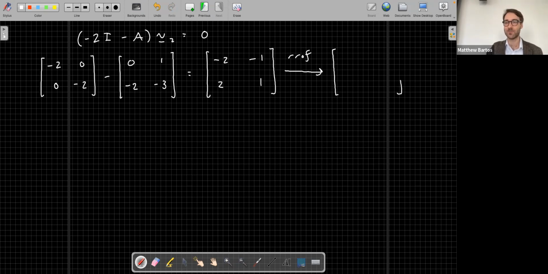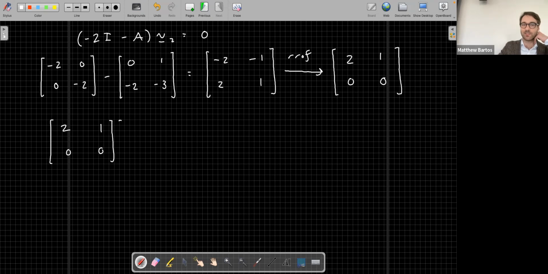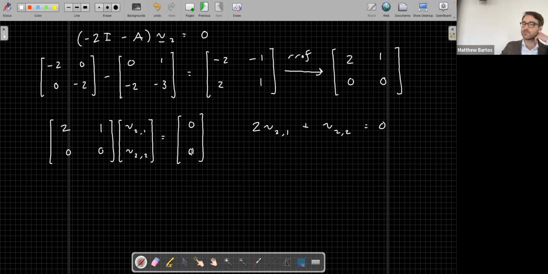Okay, so let's go ahead and do reduced row echelon form. We can just add the two rows together, so the second one will go to zero. And for the first one, we can multiply by negative one so that it's positive. I'll end up with 2, 1. So we have that 2, 1, 0, 0 times our second eigenvector v21, v22 has to equal the zero vector. This implies that 2 times v21 plus v22 is equal to zero, which implies that v21 is equal to negative 1/2 v22. All right. So what is a candidate eigenvector for our second eigenvector?